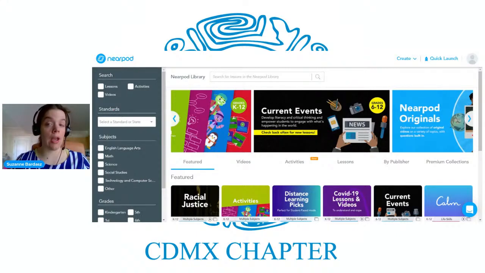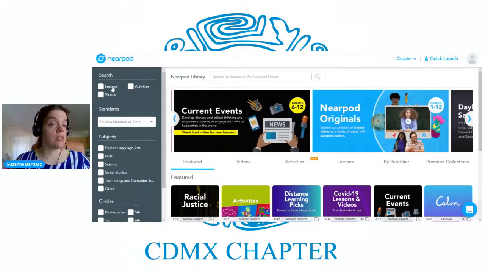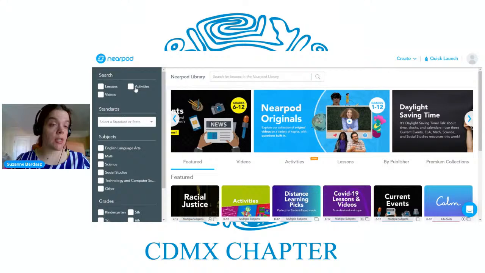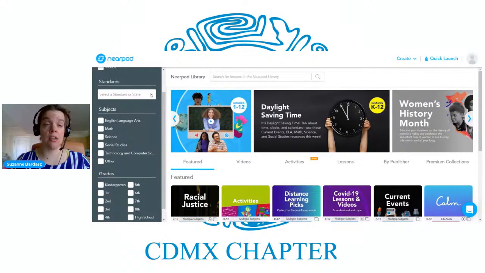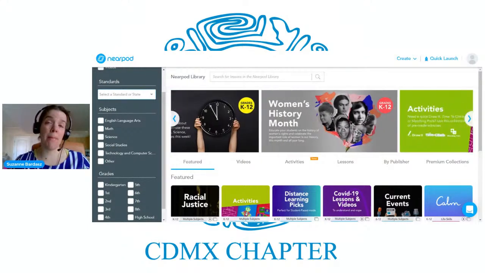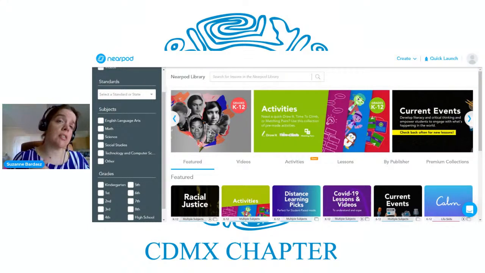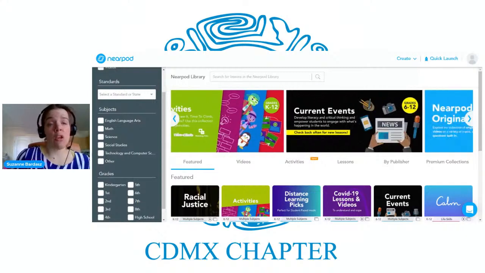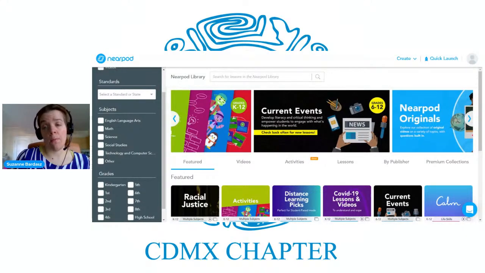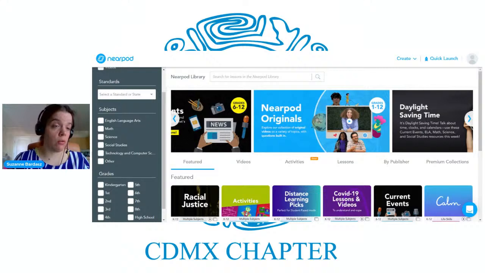Over here on the left-hand side, this is your search area, and you can search based on different areas. You can search the different lessons, activities, or videos. You can look based on standards. Standards here are based on American, US standards. So each state in America has different education standards that they want their students to look at. It's still maybe good or interesting for you just to know what different standards are out there, but that's just for you to know.